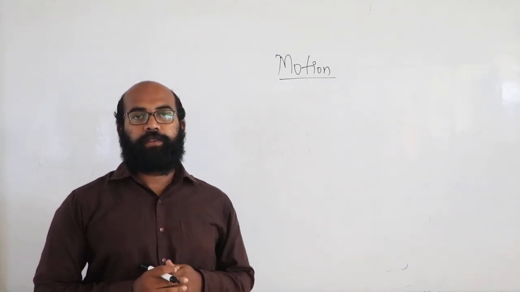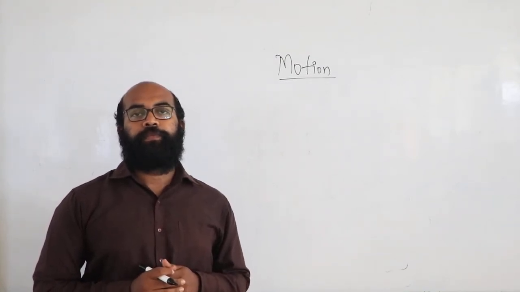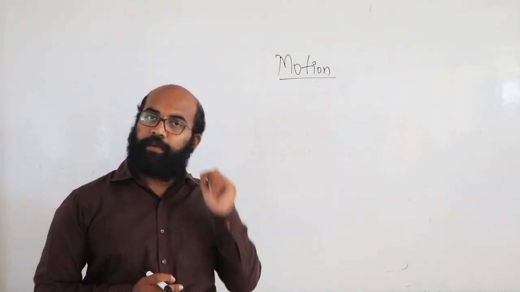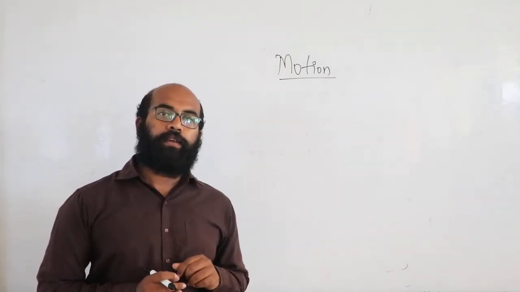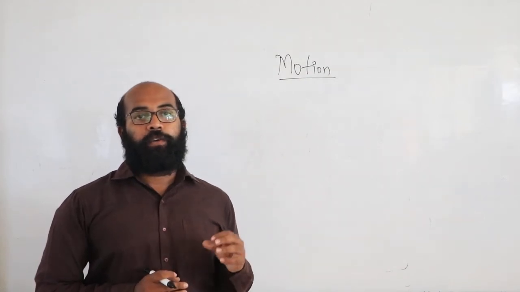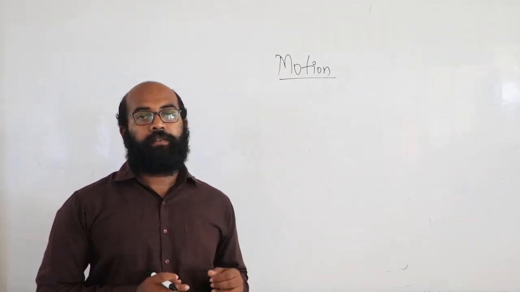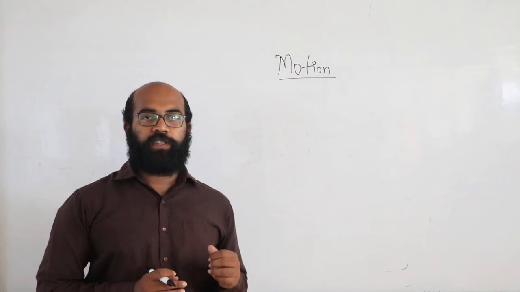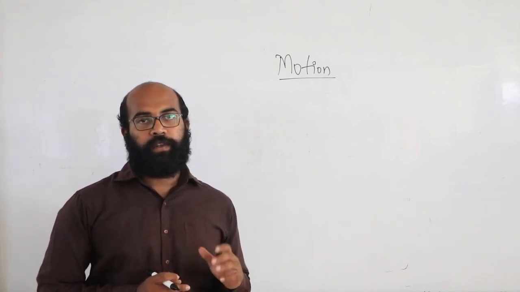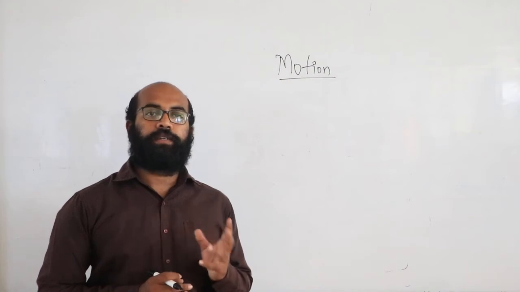Hello students. In the previous class you saw what average velocity is and when velocity is 0. Under what condition will the velocity be 0? If the velocity has to be 0, then displacement has to be 0. If displacement is 0, then velocity is 0.